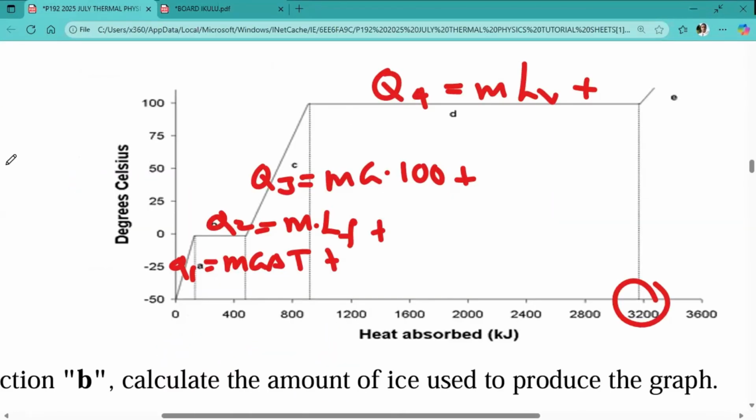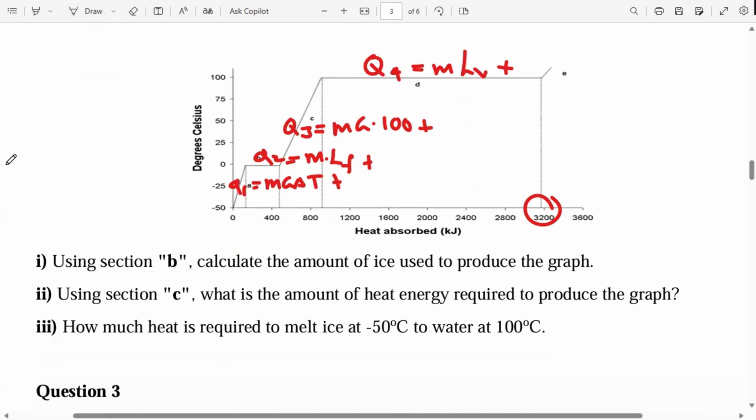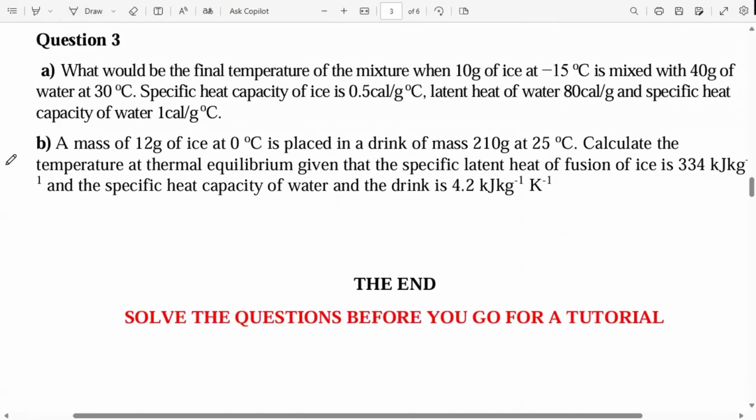Okay, now let's move on to the next question, of course, which is question 3. And question 3 has 2 questions. The first one is saying: what would be the final temperature of the mixture when 10 grams of ice at negative 15 degrees Celsius is mixed with 40 grams of water at 30 degrees Celsius? Specific capacity of ice is 0.5 calories per gram degree Celsius. Latent heat of water, 80 calories per gram. And the specific capacity of water is 1 calorie per gram degree Celsius.